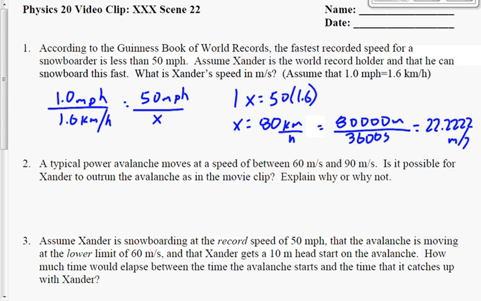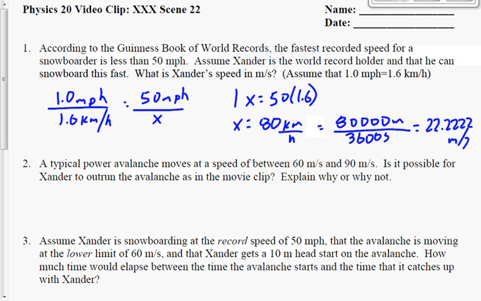Number 2 is not a math question. That's why you had a little bit less space to answer it. A typical power avalanche moves at a speed of between 60 and 90 meters per second. Is it possible for Xander to outrun the avalanche as in the movie clip? Explain why or why not. The answer, yes or no. Could he outrun it?